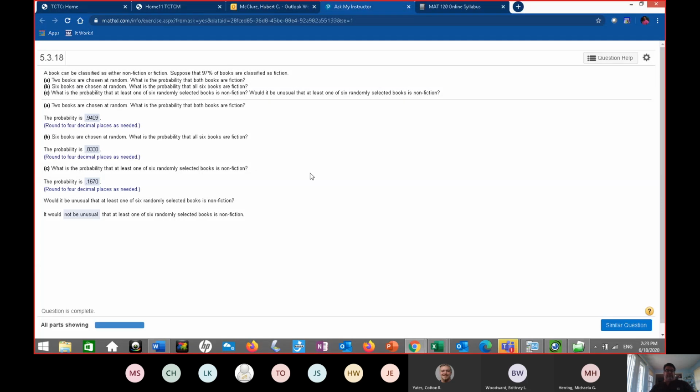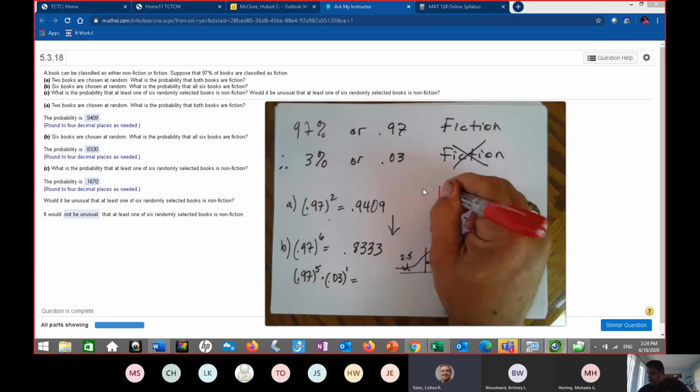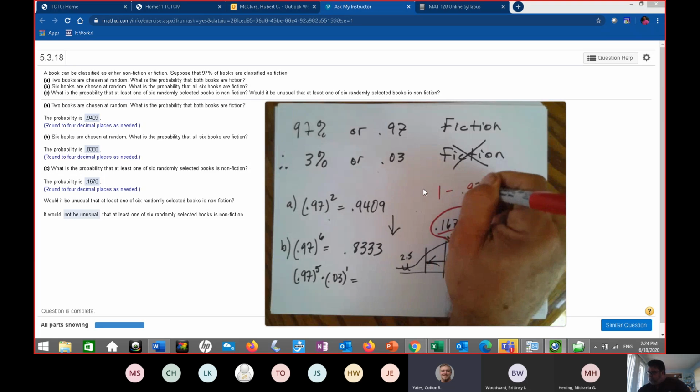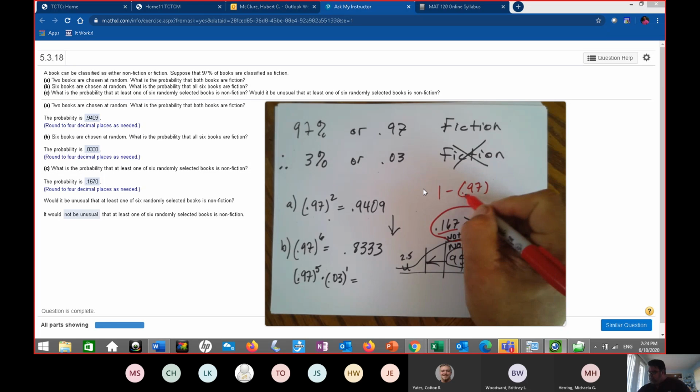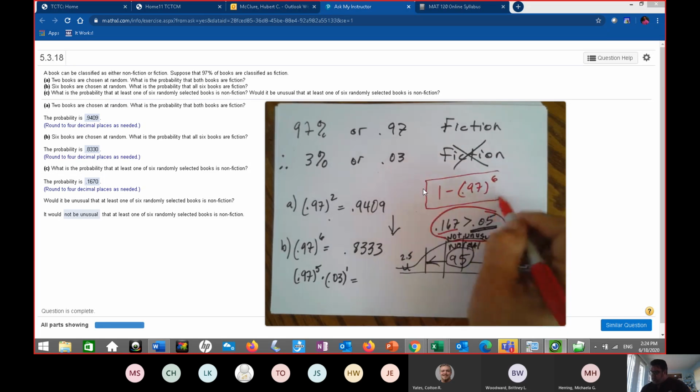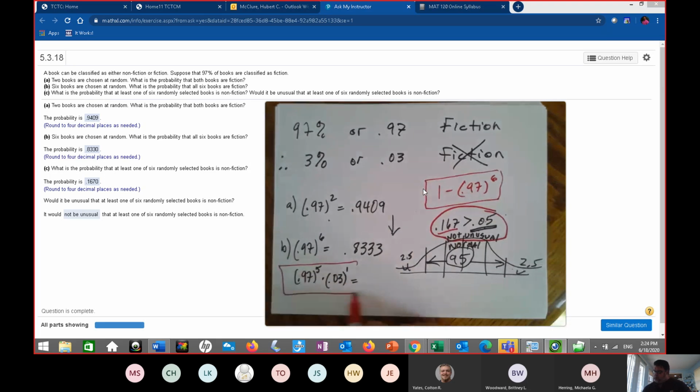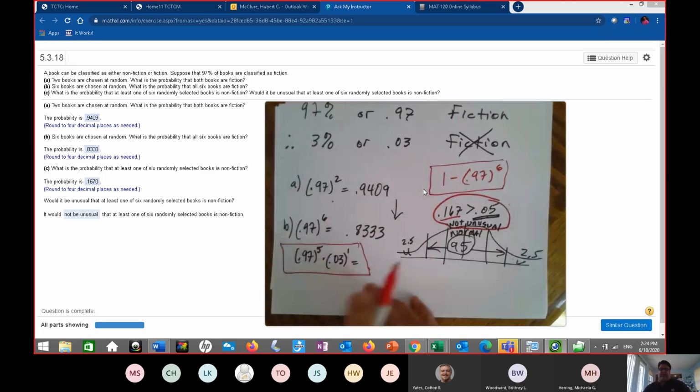Okay. And yes, what did you do? You did the 1 minus, didn't you? The complement? Yes, sir. I'm going to write it right here. I did 1 minus, and then I did the 0.97, and I raised that to the 6th. Yeah. That's what they show you to do. 1 minus 0.97 raised to the 6th power. And that's the same thing as this right here. Those are the same things.